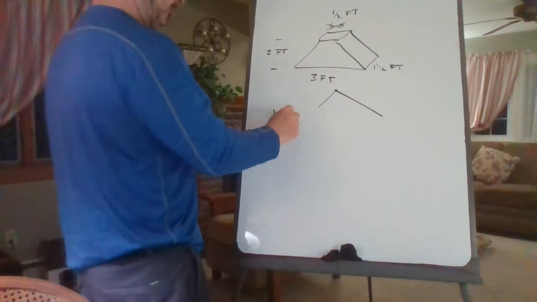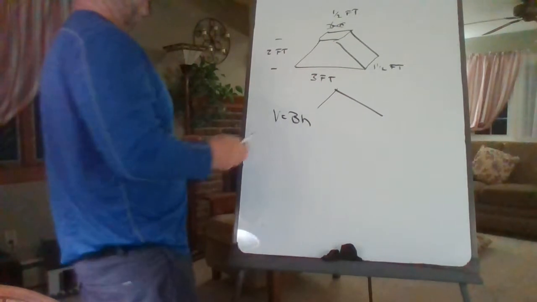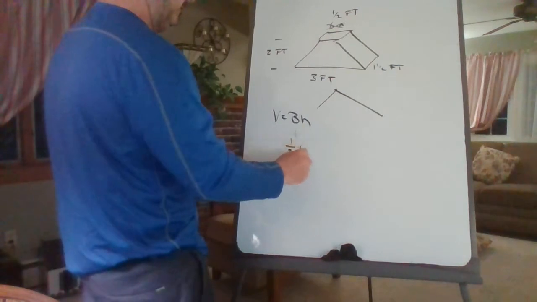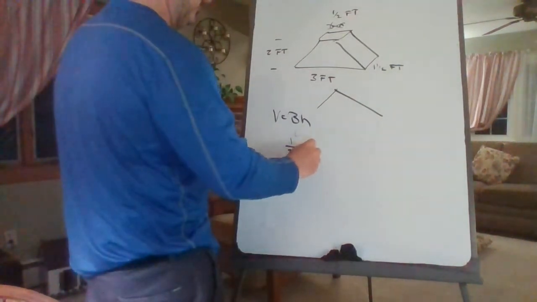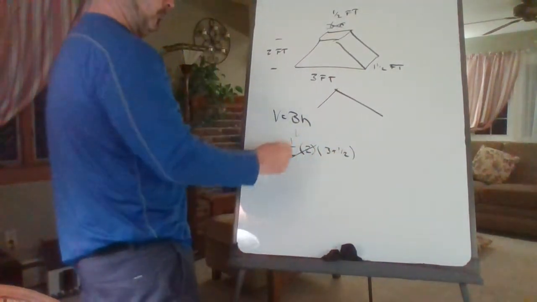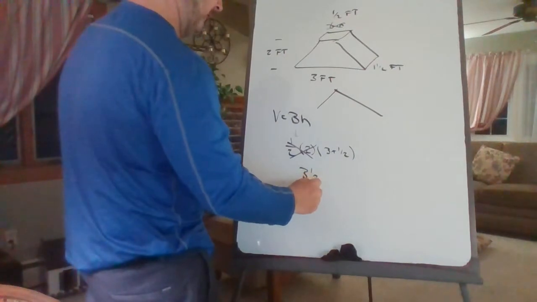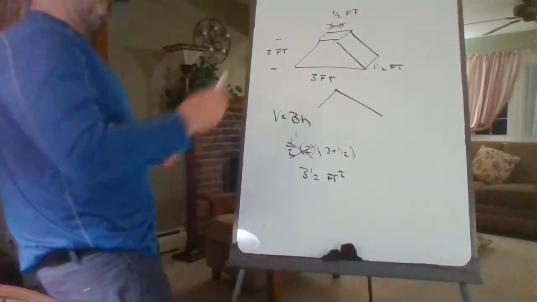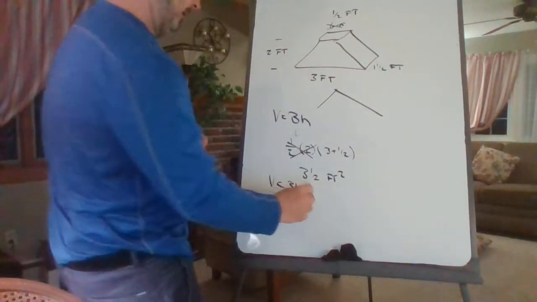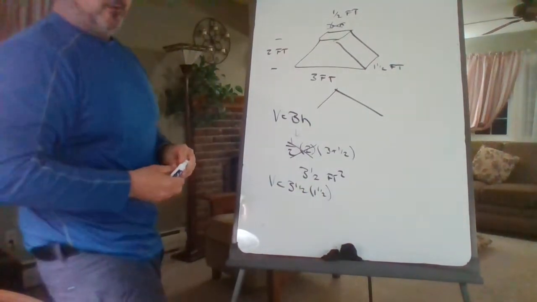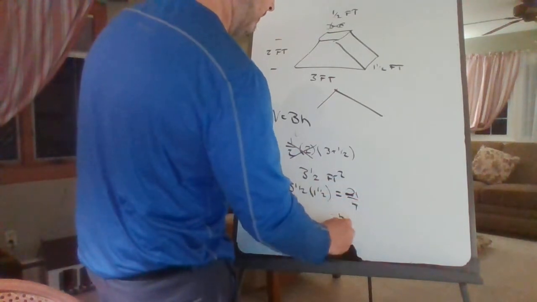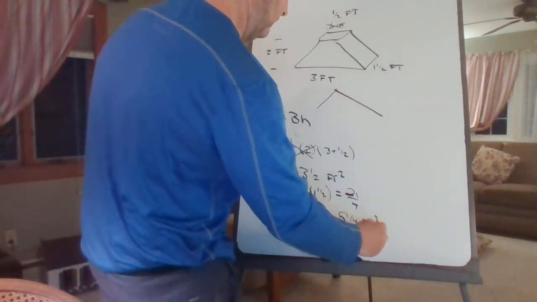So we'll start: volume equals base area times height, since it's a prism. When I focus on the base area, it's 1/2 times the height of the entire thing, which is 2, times the two bases added together, which would be 3 plus 1/2. Half of 2 is 1 and cancels out, so I have 3.5 square feet. Now to get the volume, I take that base area, 3.5, multiplied by the height, which is 1.5. 3.5 is 7 halves, 1.5 is 3 halves. That comes out to 21/4, which is 5.25 feet cubed.